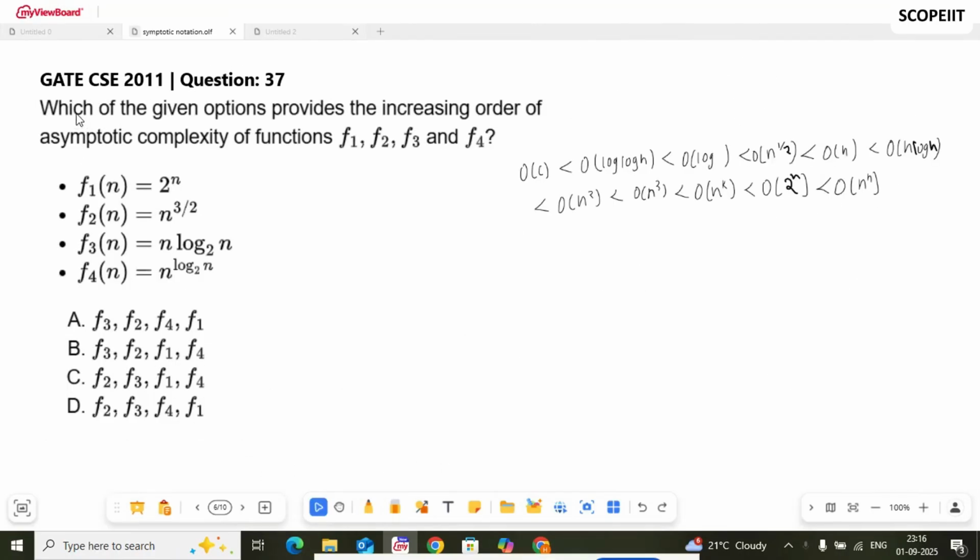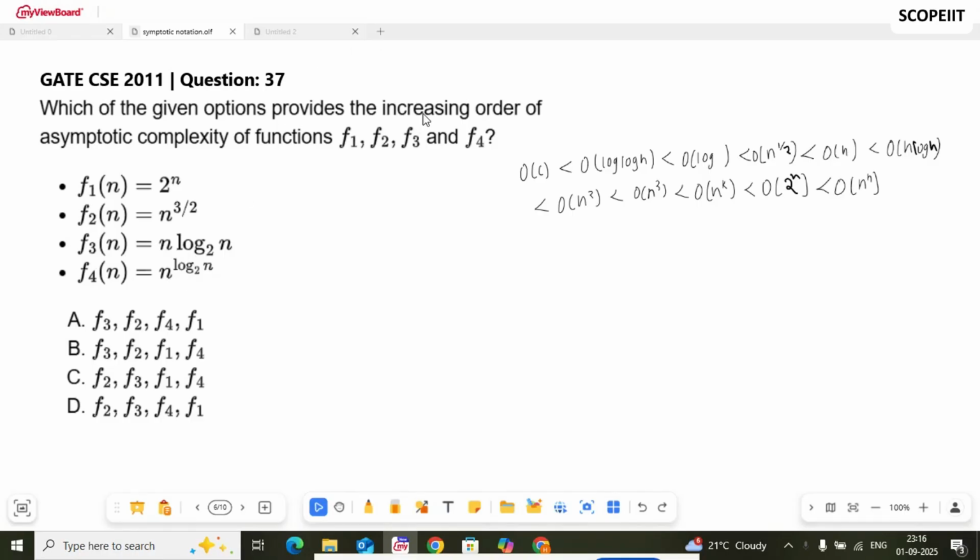Now this is your GATE CSE 2011 question. Which one of the following options provides the increasing order of the asymptotic complexity of functions f1, f2, f3, f4? To solve this question, the order of growth which I have given you is important. So I have added that order of growth here. F1 is 2 to the power n, f2 is 3 to the power n by 2, f3 is n log n, and f4 is n to the power log n.